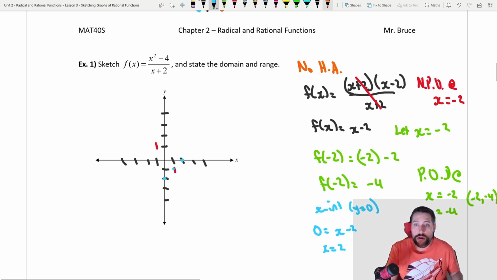For your y-intercept, you set x equal to 0, so y is equal to 0 minus 2, which means that y is equal to -2.